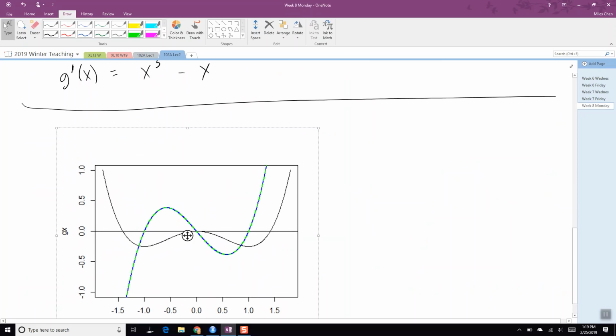So here we have, in green, the actual derivative, which is x cubed minus x, and then blue is the numeric approximation.